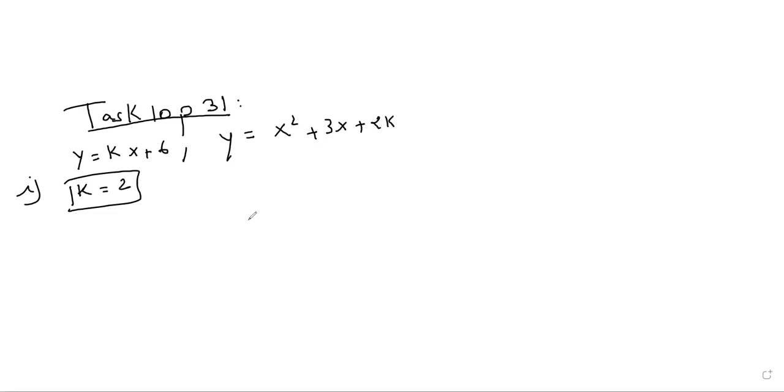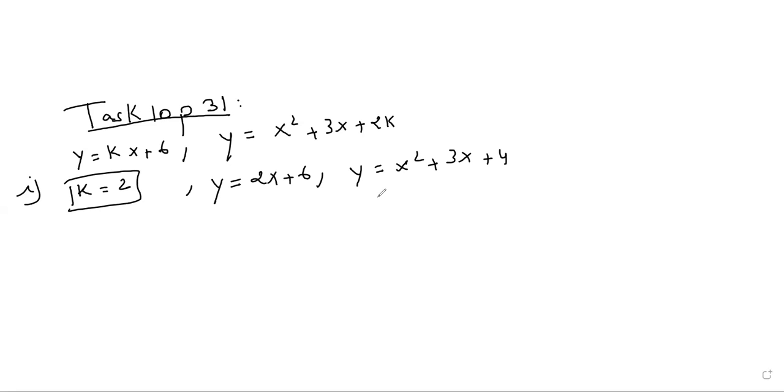Right, so the first thing I need to do is to write the equations with the value k is equal to 2. So y is equal to 2x plus 6, and the second equation will be y is equal to x squared plus 3x plus 4. So here I have the two equations. After that, they ask you to find the distance AB.